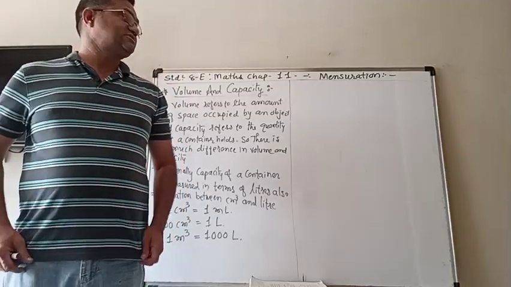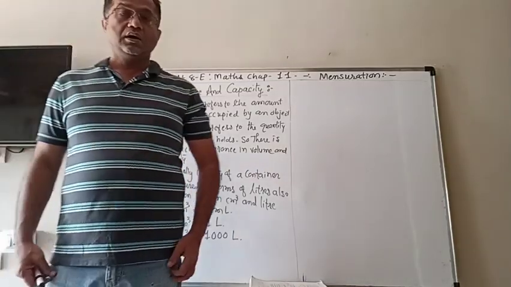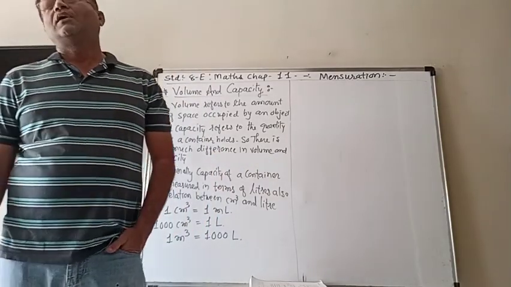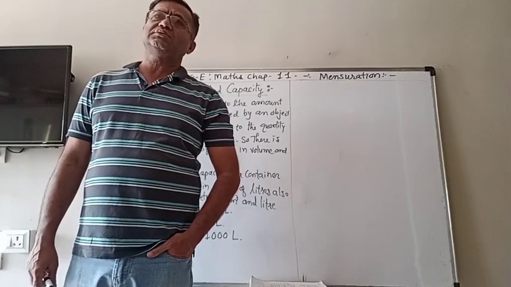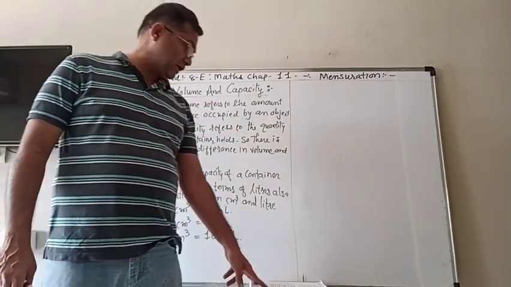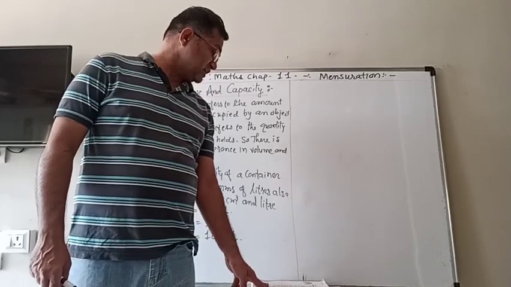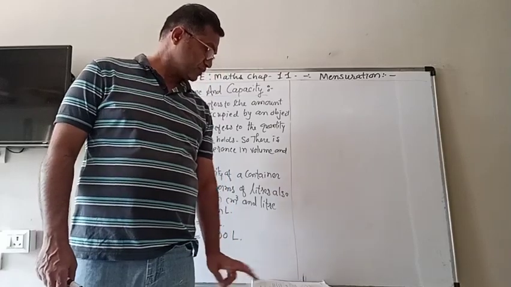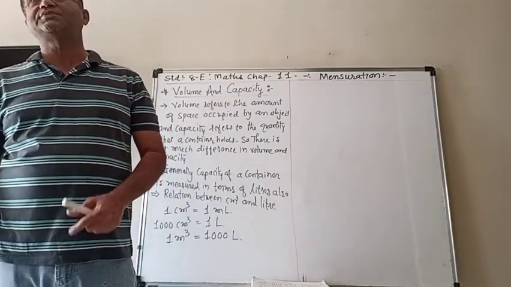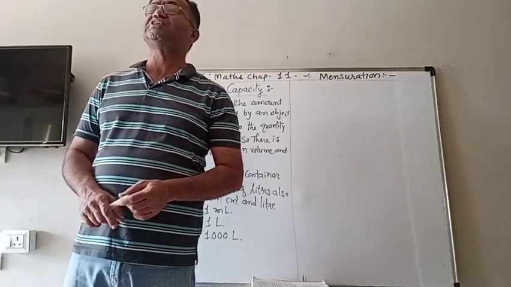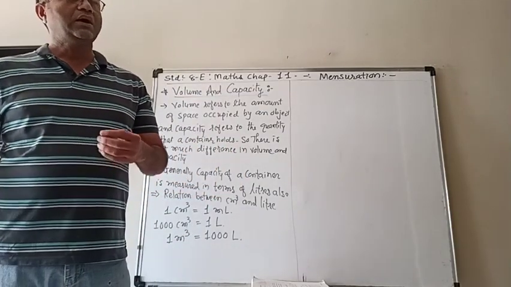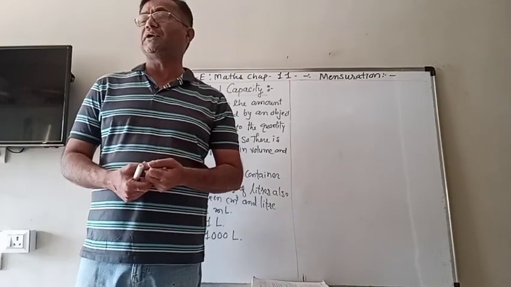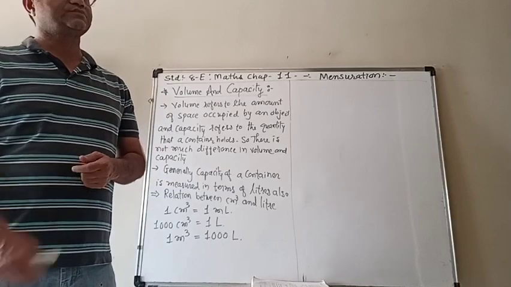Students, Standard 8, Chapter number 11, Mensuration, in which we learn first about the surface areas of the solid shapes like cubes, cuboids and cylinders. Then we learn about the volume of the solid shapes.